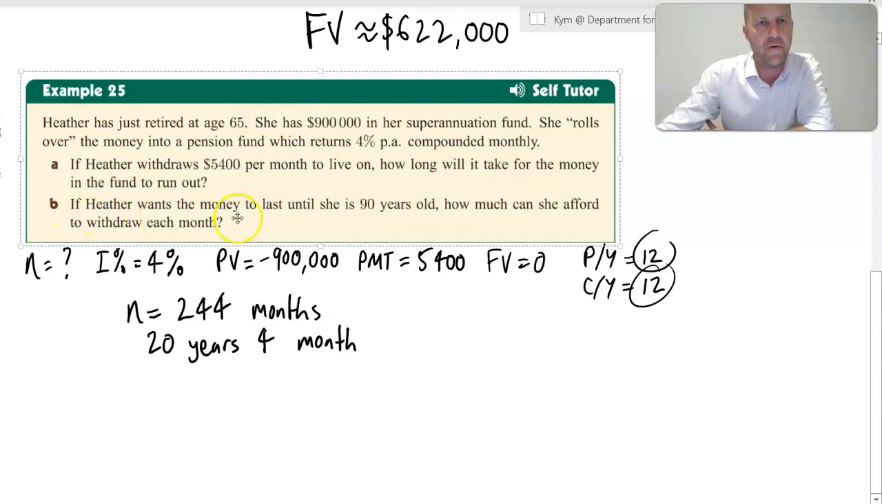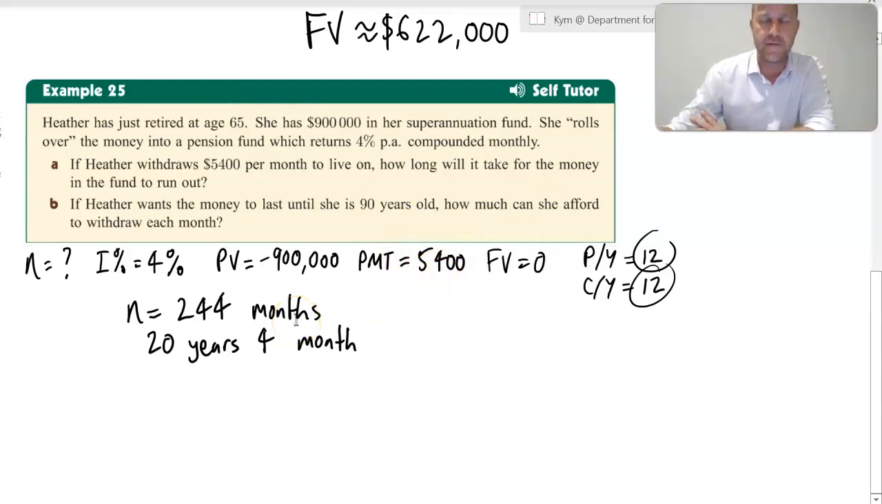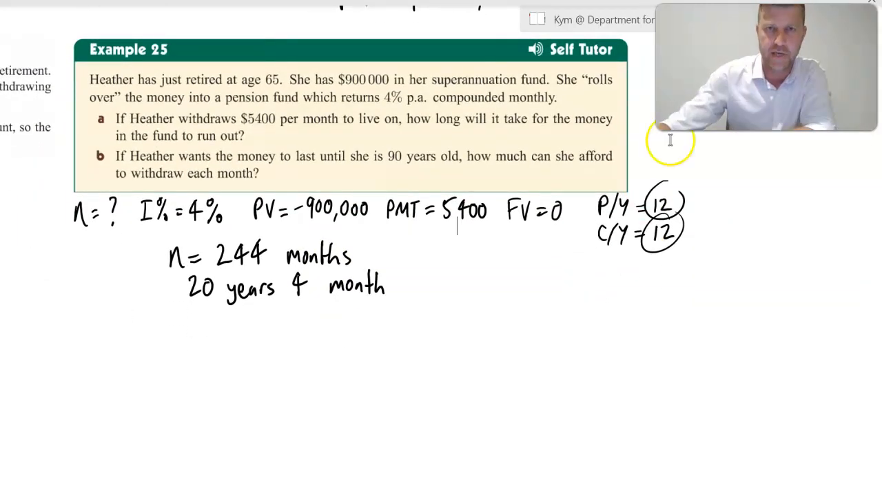Question B, though, says if Heather wants the money to last until she's 90 years old, how much can she afford to withdraw each month? So she's going to have to decrease her spending a little bit. She's not going to be able to take out that much every month if she wants that money to last until she's 90. So here we're going to ask what the PMT value will be, with pretty much everything else remaining the same, except we are going to put in an N value.